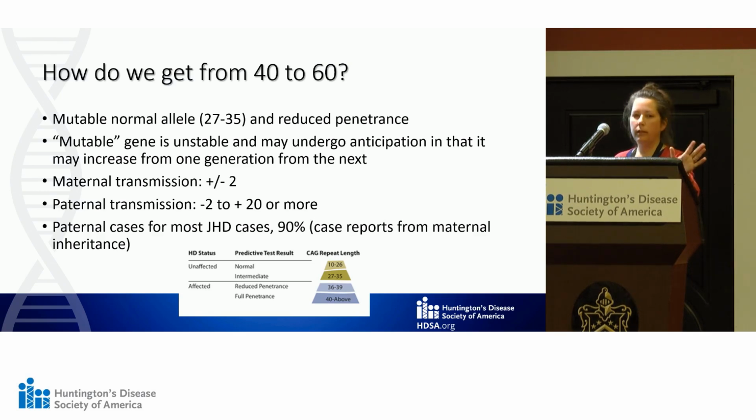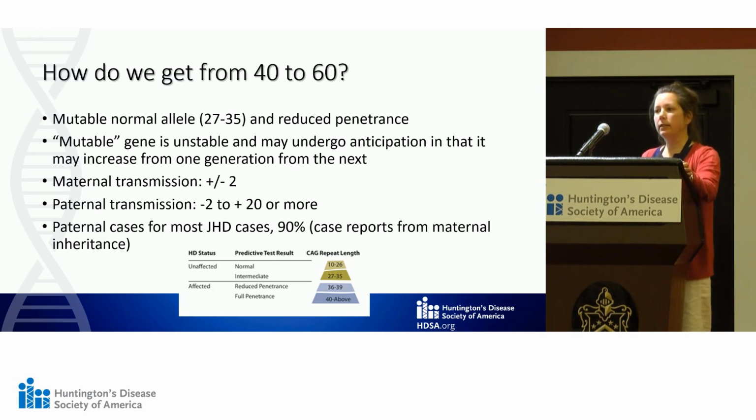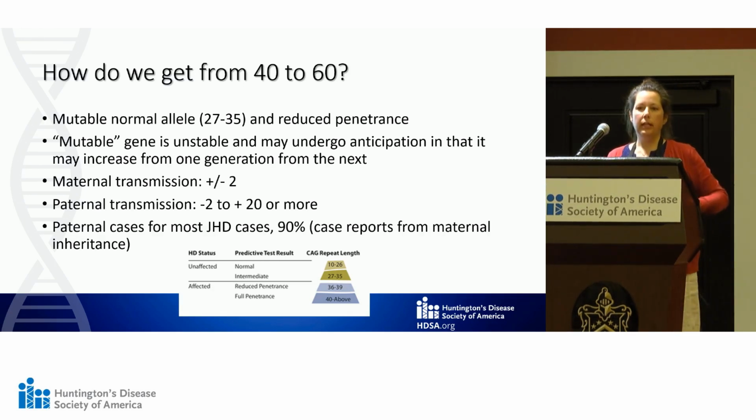Now, when the gene comes from mom, it's a fairly stable gene. You tend to get around the same number mama has, plus or minus 2. But when it comes through dad, it's a less stable gene. And that's where we see the vast majority of cases for juvenile onset Huntington's disease, is when the dad passes the gene on to the next generation. And then there can be this expansion.